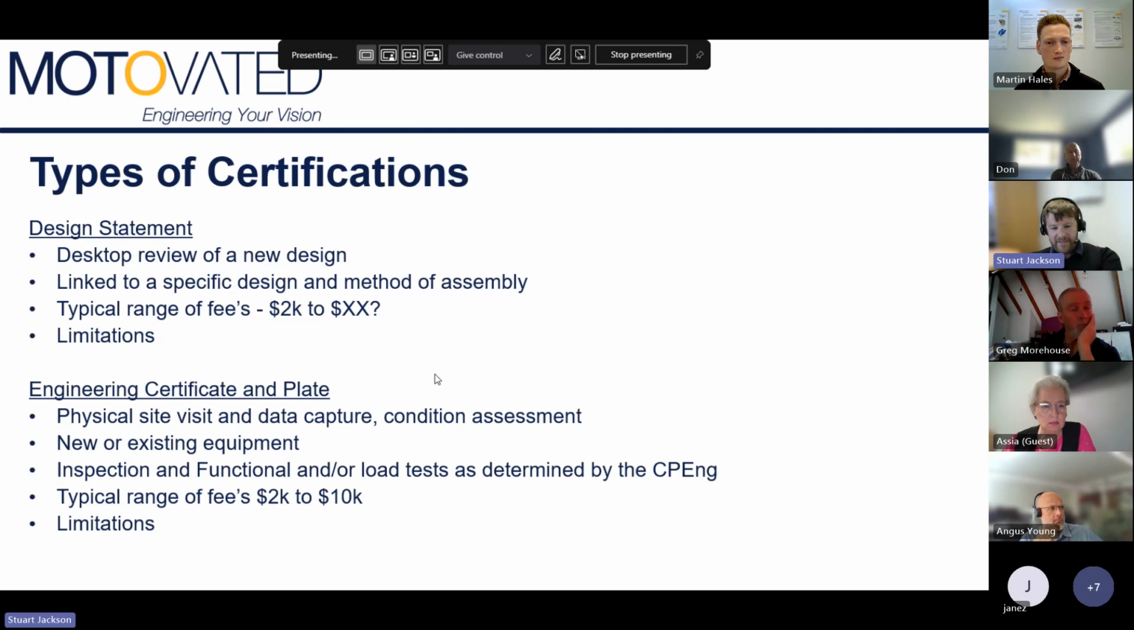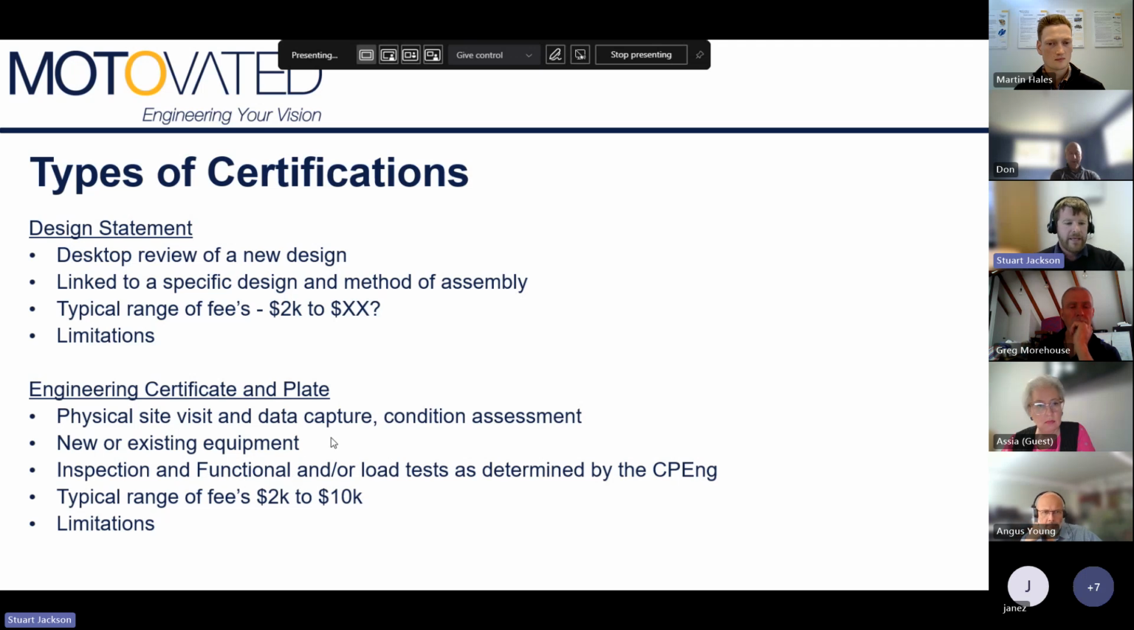And then engineering certificate and plate. A lot of you might be familiar with these. These are just a particular load plate or a certificate, or a certificate and a plate attached to a piece of equipment. It can be new or existing equipment. A physical site visit is involved, physical data capture, condition assessment. WorkSafe are quite keen for engineers to actually go and look at stuff physically, especially if you're signing it off. Have a really good understanding of what it is that's there. We will never certify anything off just photos. We will always go and physically look at these things ourselves.